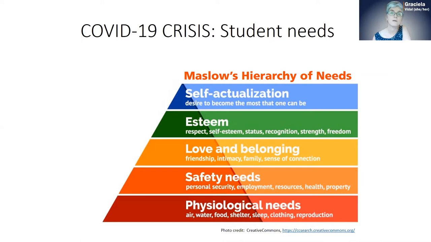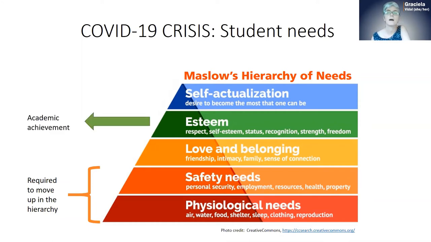Maslow's hierarchy of needs is a model to explain motivation. I'm sure you're aware of this model. This model that shows students' needs has reached a new level of relevance in these trying times for all of us, and specifically for our learners. The bottom two layers, the physiological needs and the safety needs, are required to move up in the hierarchy. Love and belonging and esteem are the psychological needs, and it is at the esteem level where academic achievement takes place. So notice all the levels that need to be taken care of first for academic achievement to take place.